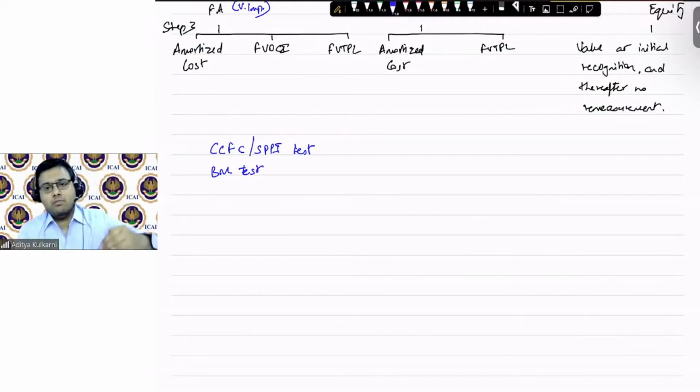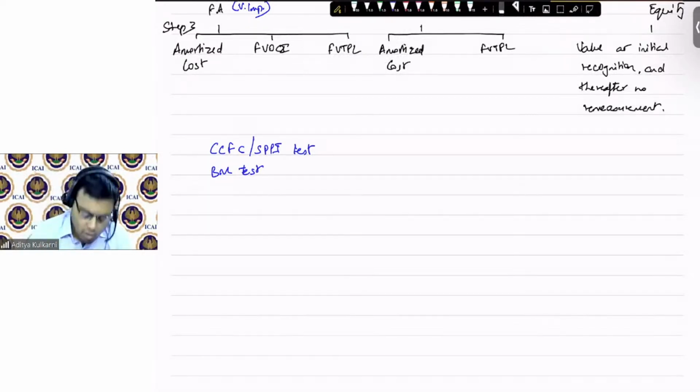So what is your process? This is only for the financial asset part, which I am explaining to you. For financial liability there is no test. This testing is only there for financial asset. You will perform the CCFC test, or we call it SPPI, and then if you pass that test, you do the business model test. The business model test will then give you two results. Depending on those two results, you will have to arrive at a conclusion as to whether to follow amortized cost or FVOCI.